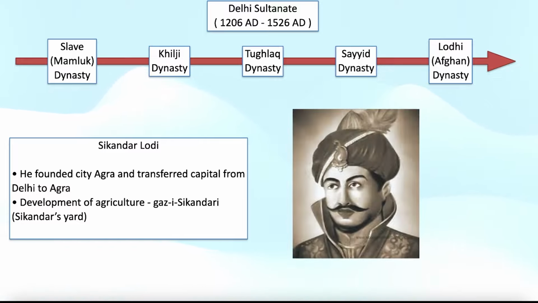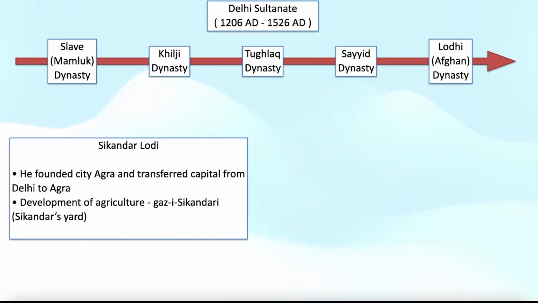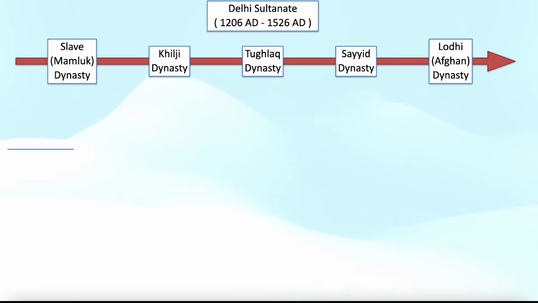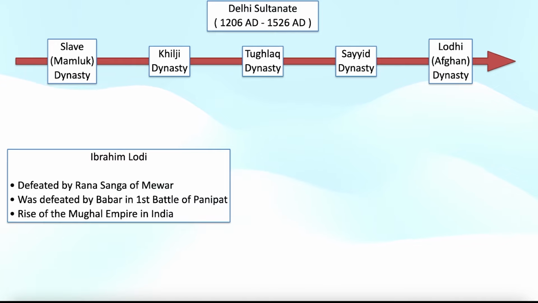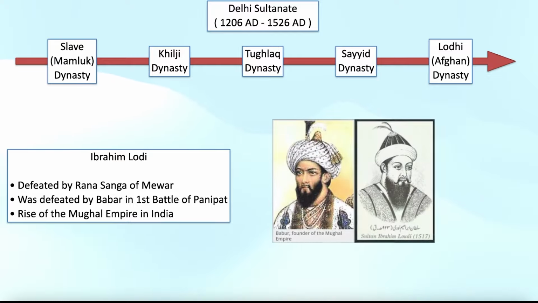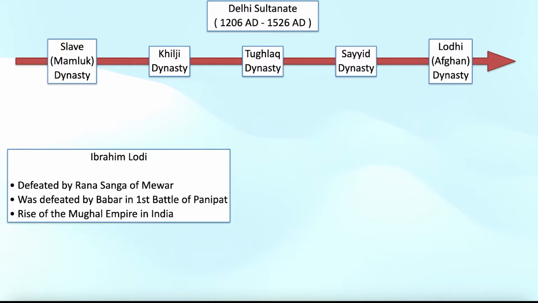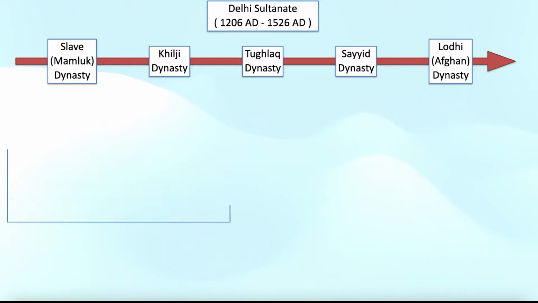Later on, you will get to see that different kings will be emerging powerful, but out of which Ibrahim Lodi was defeated by Rana Sanga of Mewar. He was also defeated by Babur in the first battle of Panipat. During his period, you need to remember that the rise of the Mughal Empire in India will be starting, particularly with the first battle of Panipat. In the first battle of Panipat, Babur will be defeating Ibrahim Lodi, and the Sultanate era will be ending.